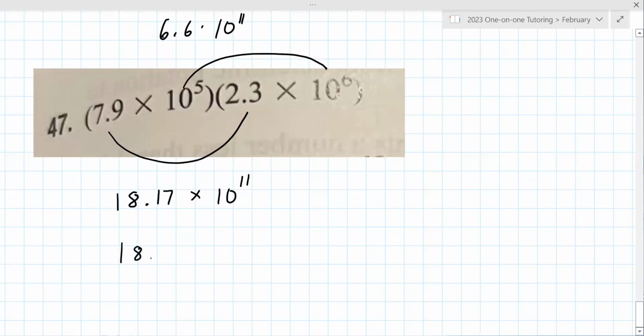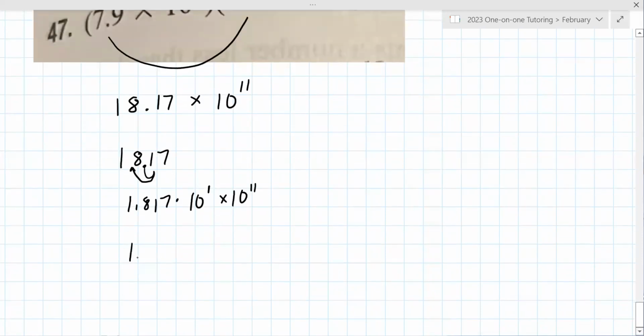Okay. Which way do we move the decimal? Left or right? To the right. I mean left. Left. Yeah. So it becomes 1.817 times 10 to the positive 1, times 10 to the 11. And you're almost there. You have to combine the exponents. So this becomes 1.817 times 10 to the 12.